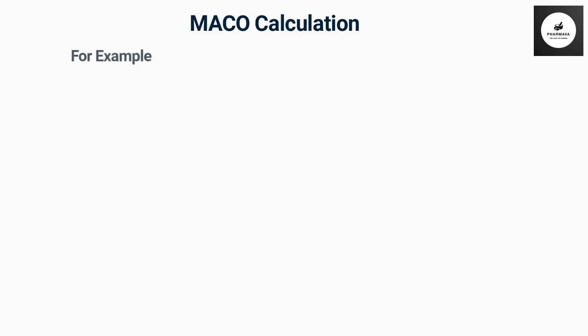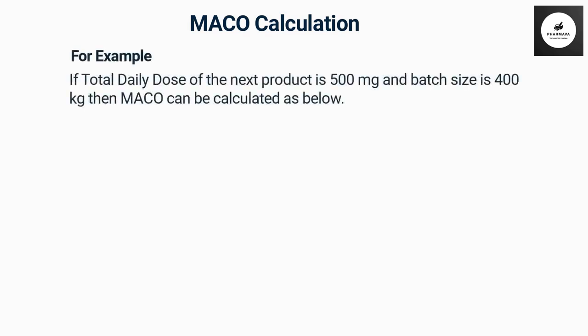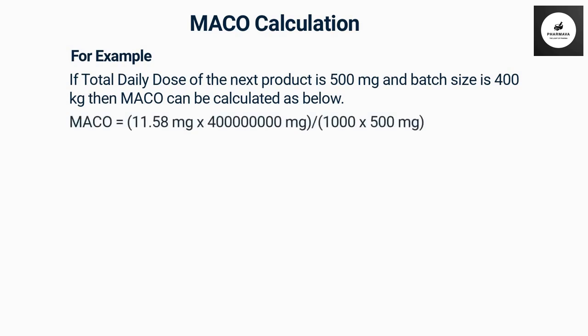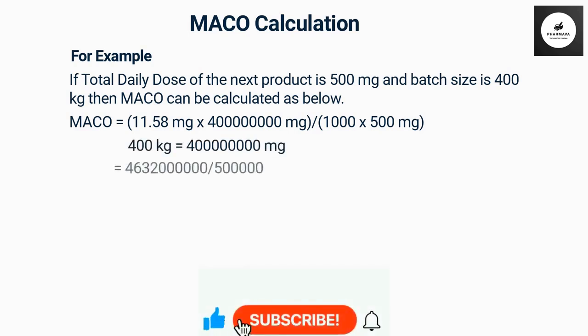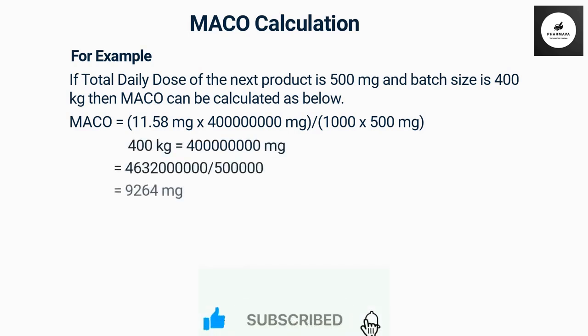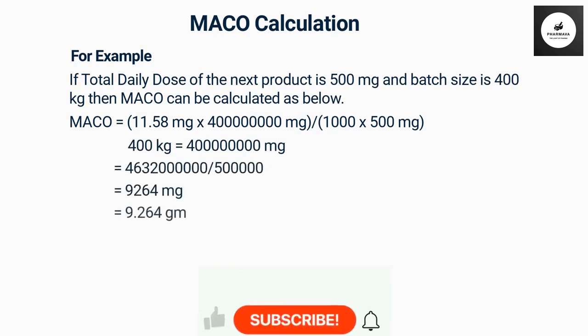For example, if total daily dose of the next product is 500 mg and batch size is 400 kg, then MACO can be calculated as below. MACO equals 11.58 mg multiplied by 400 million milligrams divided by 1000 multiplied by 500 mg. Here, 400 kg equals 400 million milligrams equals 9264 milligrams equals 9.264 grams.